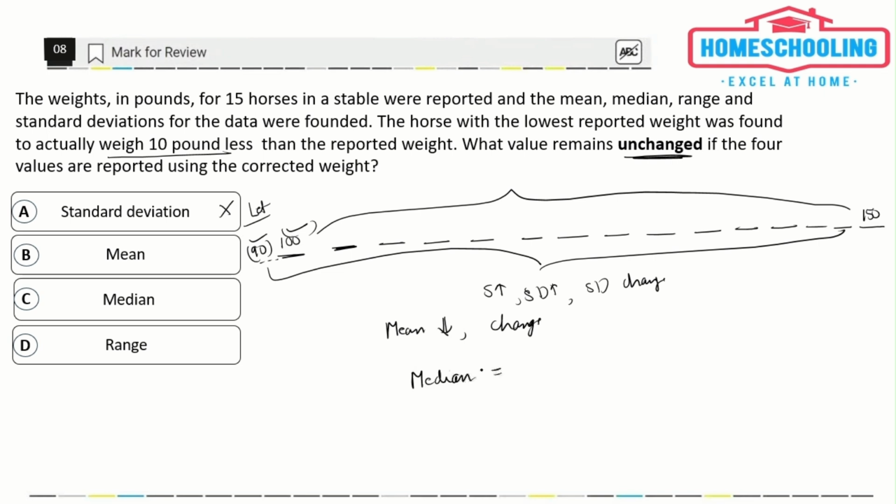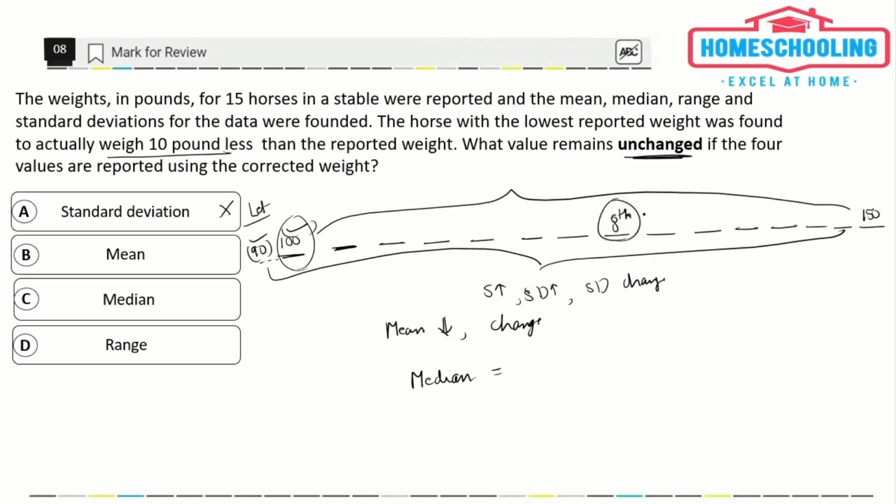Now median means the middle number. As we know, only this first number is changing from 100 to 90, and for the median, we have 15 numbers, so the eighth number will come as median. So 1, 2, 3, 4, 5, 6, 7, 8. So this is your eighth number horse.